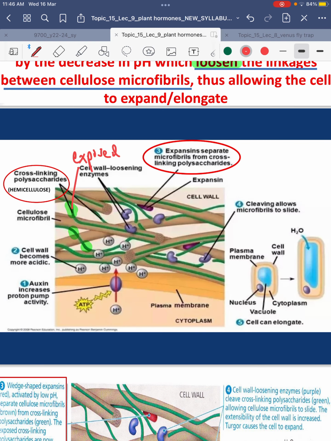So it's like that. It is almost the same, except that in this learning objective we mentioned the term expansin. In the Venus flytrap, it doesn't mention the term expansin, so there has to be some limits in the explanation.